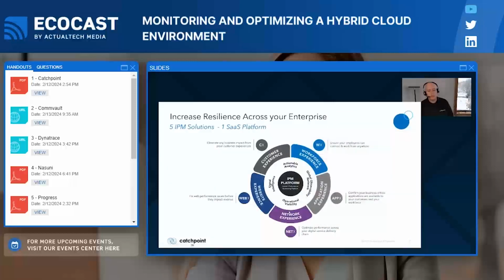So here at Catchpoint, we've got an IPM platform that provides a wide variety of capabilities, including things like analytics and visibility and access to our global observability network. But the main goal that we're trying to do here is provide solutions for different types of experience.